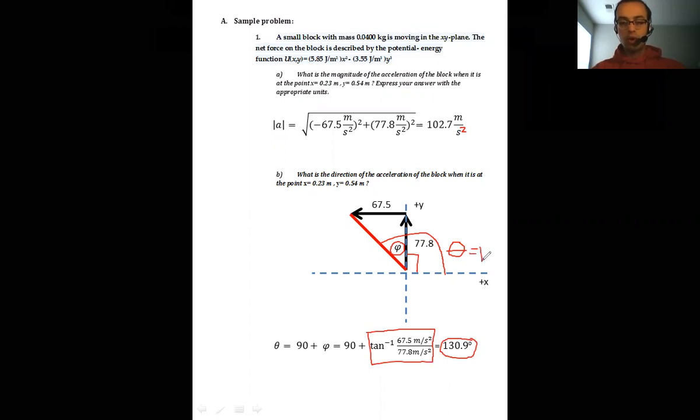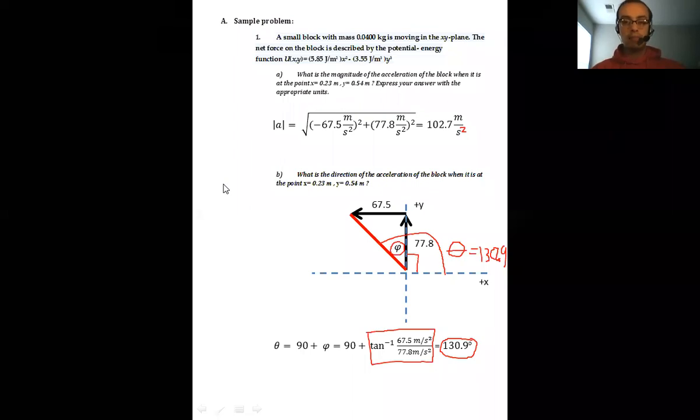So that's 130.9. All right, and that wraps it up for part B. That's fairly straightforward.